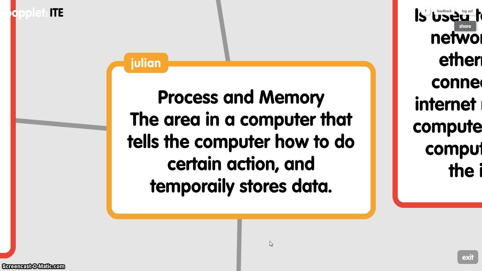We have processing and memory. This area of hardware works together. This is the CPU and the RAM. This is actually what runs your computer and processes all the instructions.